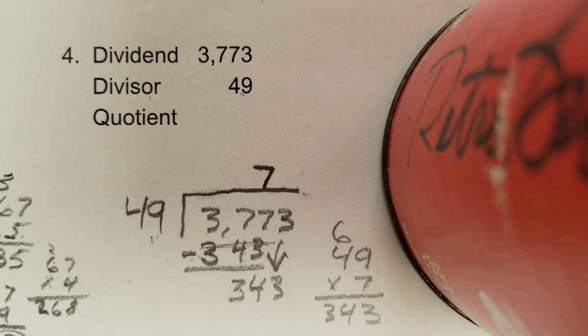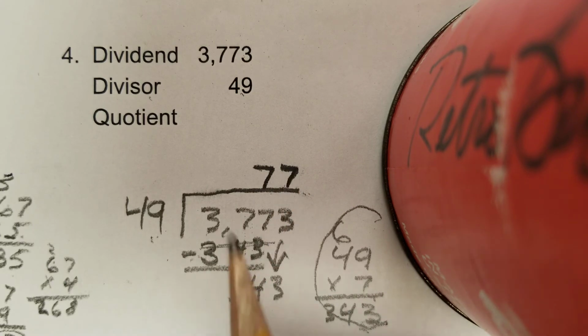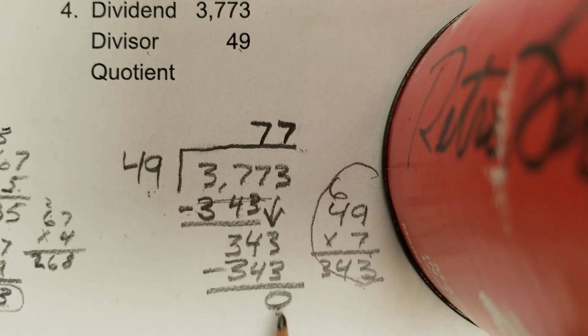Bring down my 3. So how many times will 49 go into 343? Well, I've already done this one. It's 343 right here. So it's 7 times. 7 times 49 is 343. I don't have a remainder. So my answer is 77 for the quotient.